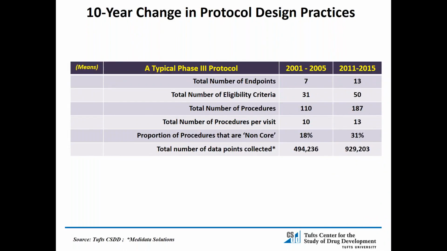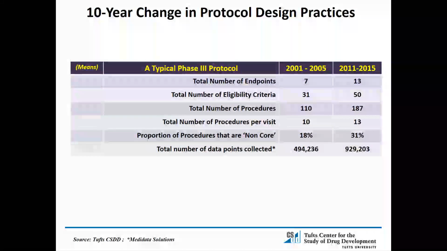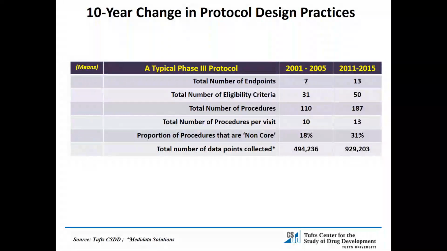And just one last data point for you, we're approaching the collection of nearly 1 million data points for a single phase 3 pivotal trial. And this is all data that has to be cleaned, it has to be managed, curated, archived, stored, analyzed. So that's just another measure of the incredible complexity and volume of data that has to be managed.